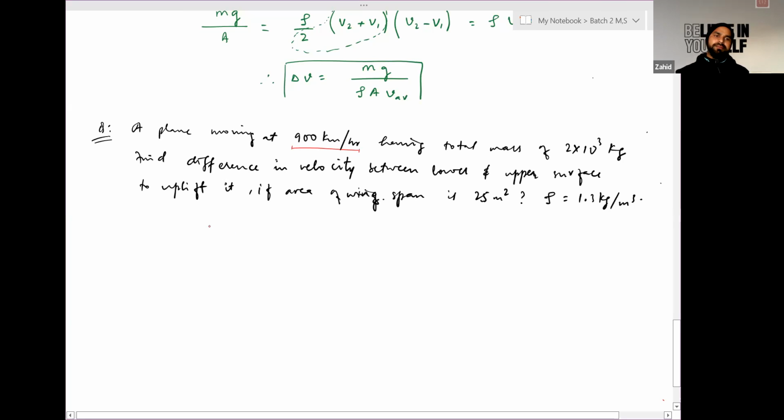We have the velocity. Take the average velocity as 900 kilometer per hour. So just multiply it by 5 by 18 to convert it into meter per second. So it will be 250 meter per second. Mass of the entire system is 2 into 10 to the power 3 kg. Area of wingspan is 25 meters square. So according to the formula, delta V equals m times g divided by rho A V average.